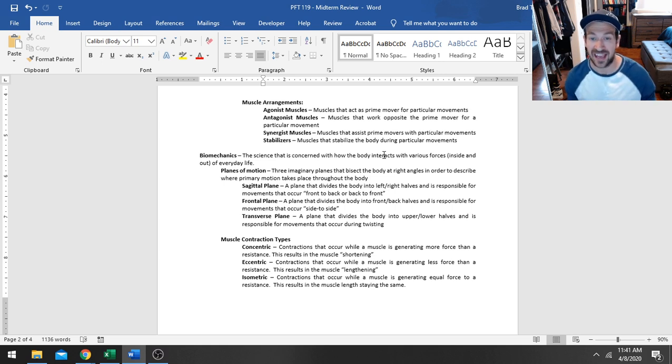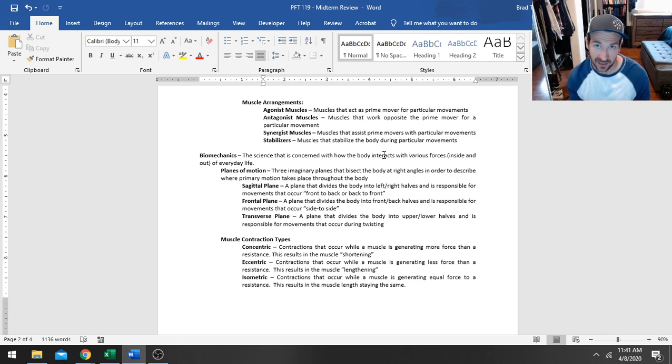We're going to refer to them as agonist muscles if they are the main muscle doing a particular movement, right? So an agonist muscle is like a prime mover. If I'm talking about elbow flexion, which is this motion here, my bicep is going to be the agonist because it's the main muscle that's doing that job. And then we've got antagonist muscles, which are muscles that work opposite of your prime movers. They go in the exact opposite direction in order to get you back to a resting position. If I'm talking about my bicep as an agonist, then my tricep would be an antagonist whenever I'm describing elbow flexion.